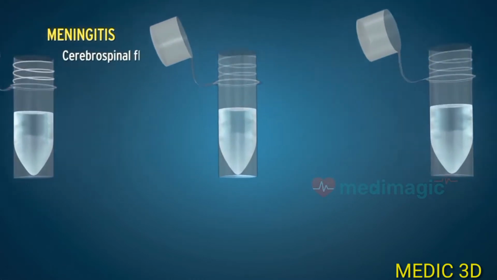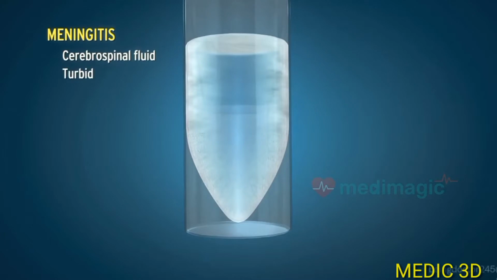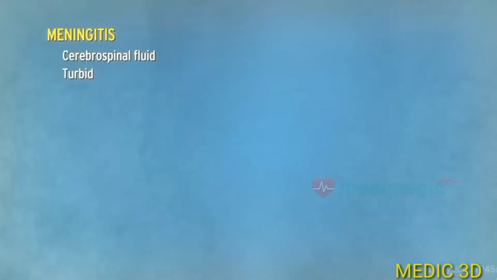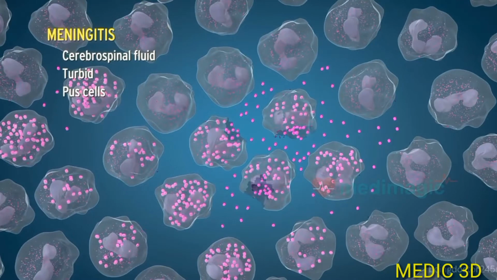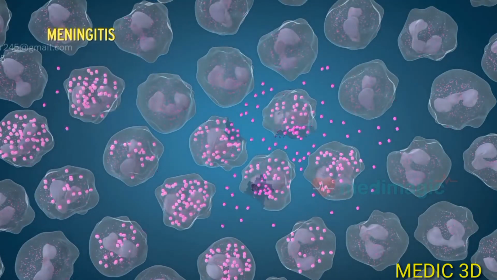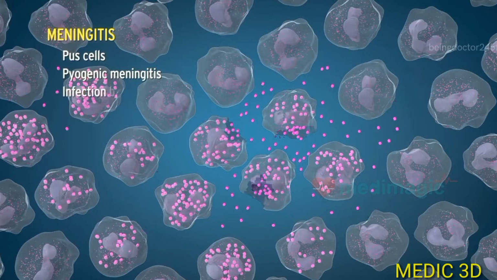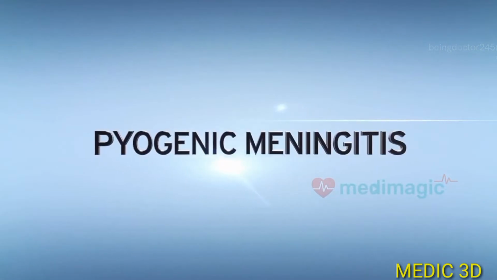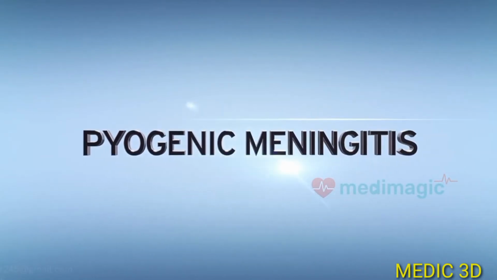If the cerebrospinal fluid is turbid, it is due to the presence of pus cells, which are basically a buildup of dead white blood cells produced during infection. Due to the involvement of pus cells, the condition is named pyogenic meningitis. It is seen to result from infection by bacteria.